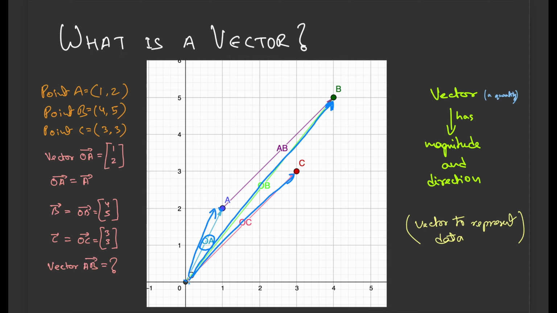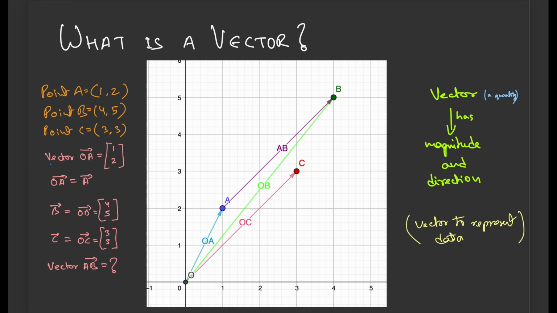A vector need not start at the origin only; a vector can start at another point as well. So this is another vector, AB. This is vector AB, which starts at point A and ends at point B. So the vector doesn't have to start at the origin. It can start at any location in the graph.